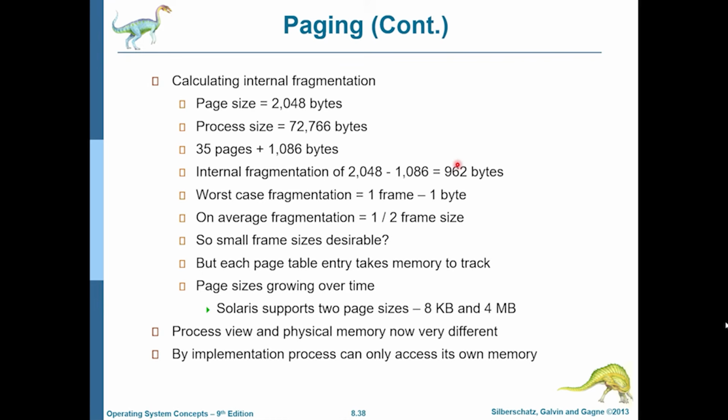But the problem with very small frame sizes is that we need a lot of page table entries. So if you make the page size very, very small, as you remember, we had n bits for the page offset and m minus n bits for the page number. So if you make the pages very small, then the offset is very small. So you don't need those n bits for the offset. So if n is small, and let me draw it for you right here. So your logical address is kind of like this, and you have n bits for offset and m minus n bits for the page number, right?